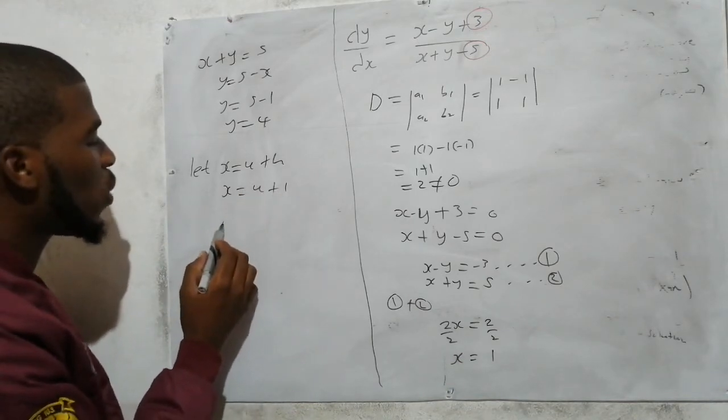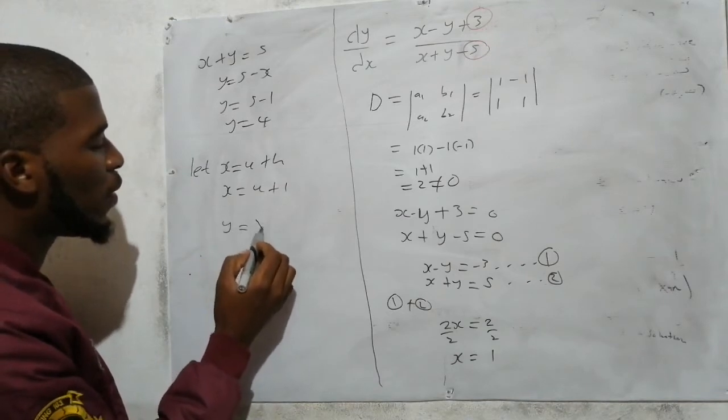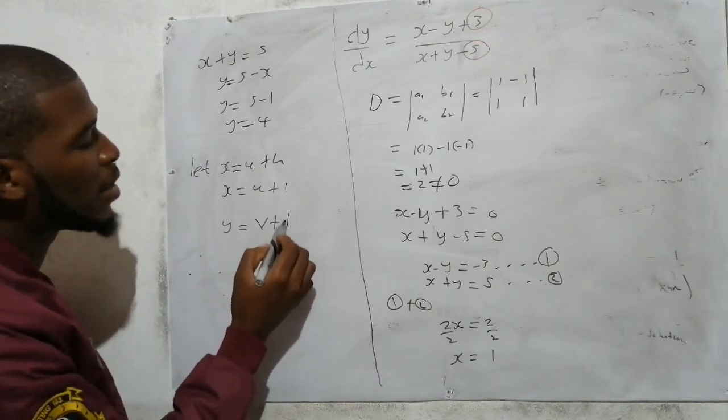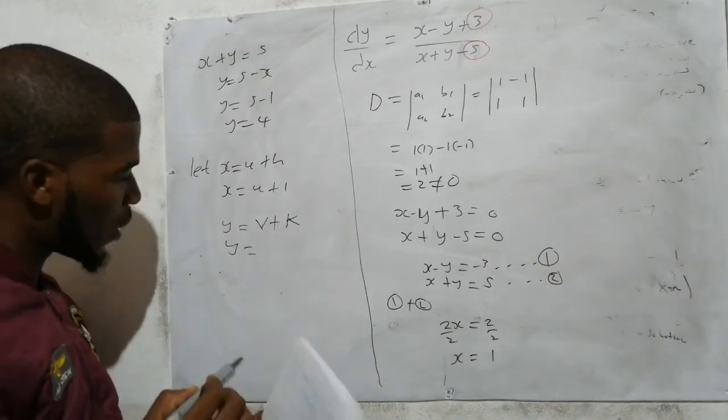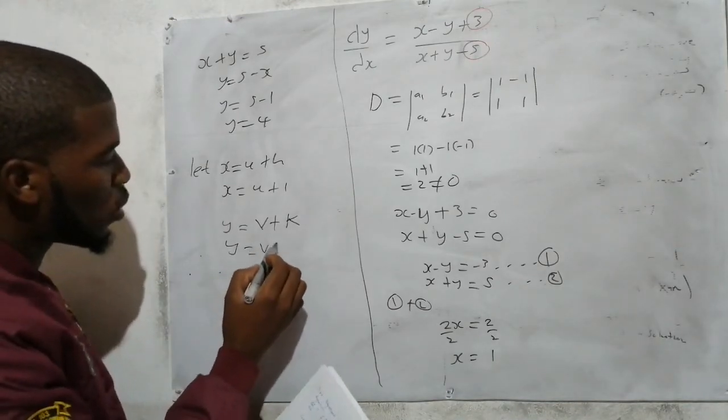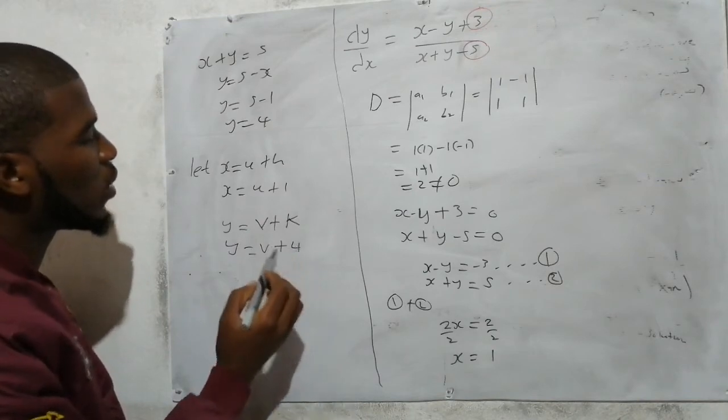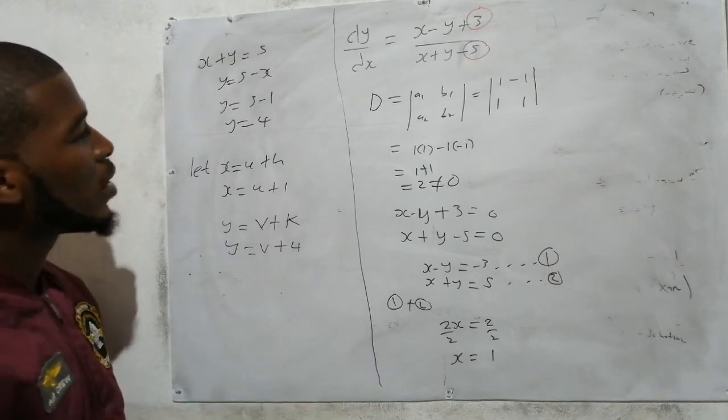And then we let y equal to v plus k, that k that you get from your crush when she's mean to you, v plus 4. So that's our h and k.